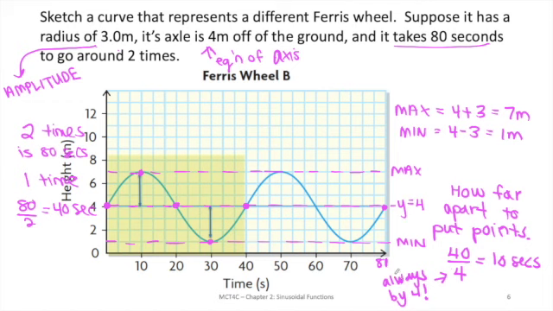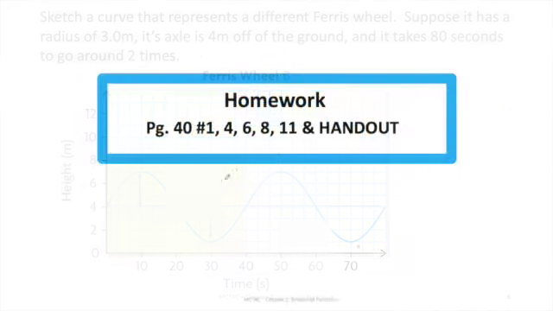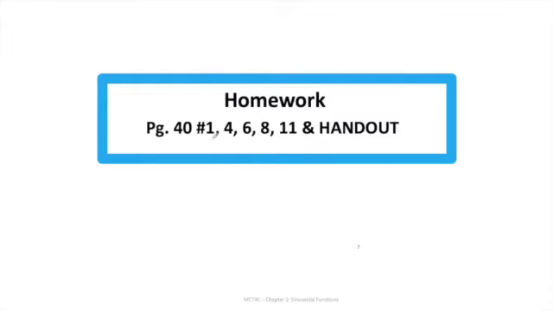So there's a couple of examples. We went from looking at a graph to answering questions, and we also were given information and had to come up with the graph. So you'll see that in your homework. There are 5 questions in your textbook and then a handout to complete. So let me know if you have any questions. Good luck.